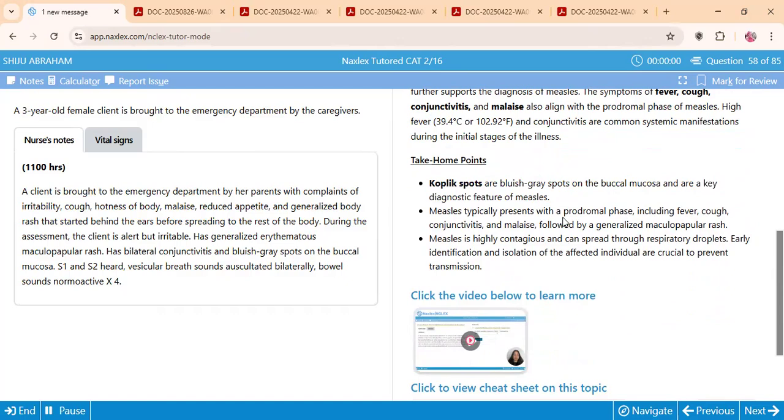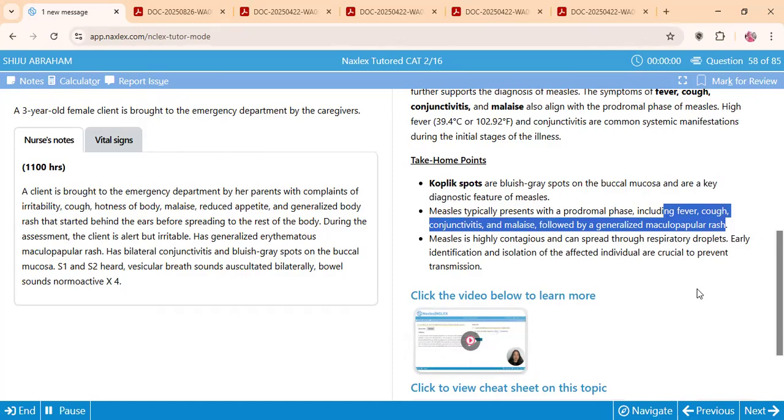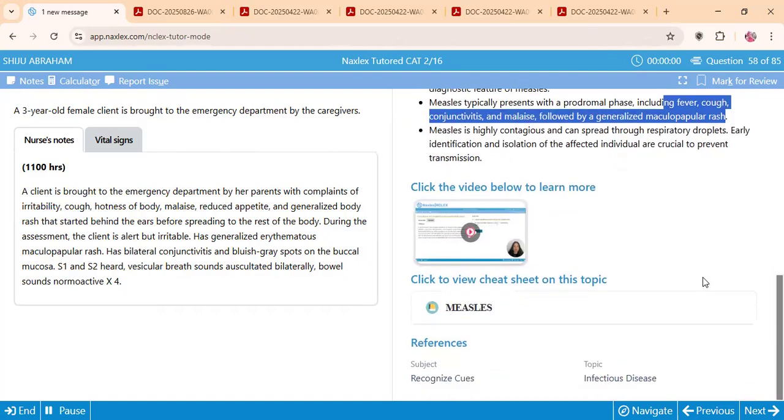It has a prodromal phase, meaning the initial phase, in which we can monitor the symptoms: fever, cough, conjunctivitis, and malaise, followed by the maculopapular rash. It also spreads through respiratory droplets, so early identification of the affected individual is crucial to prevent transmission.